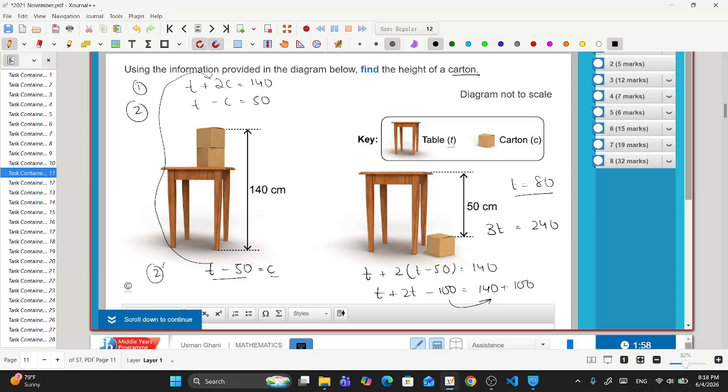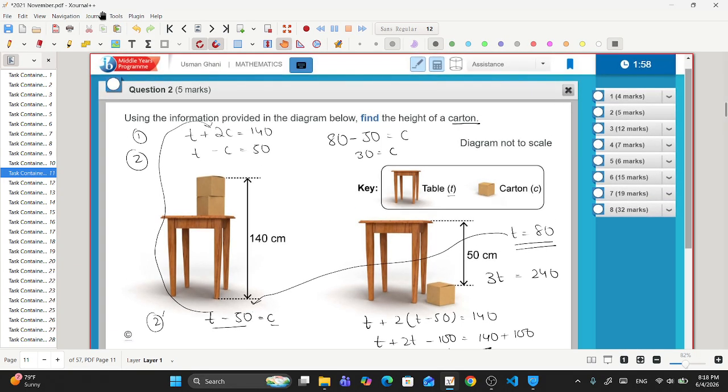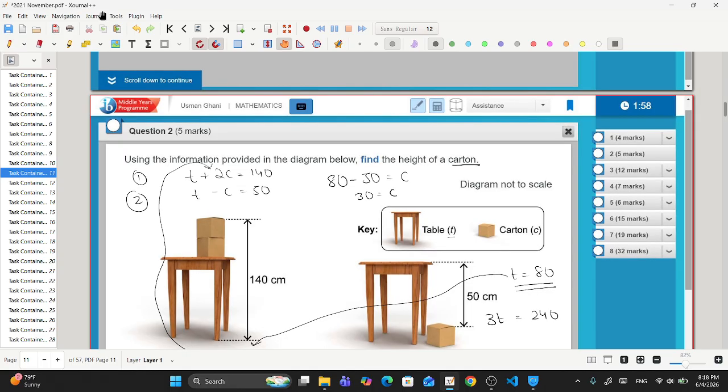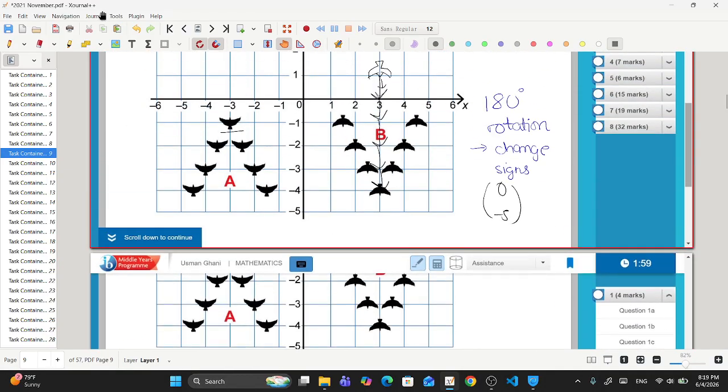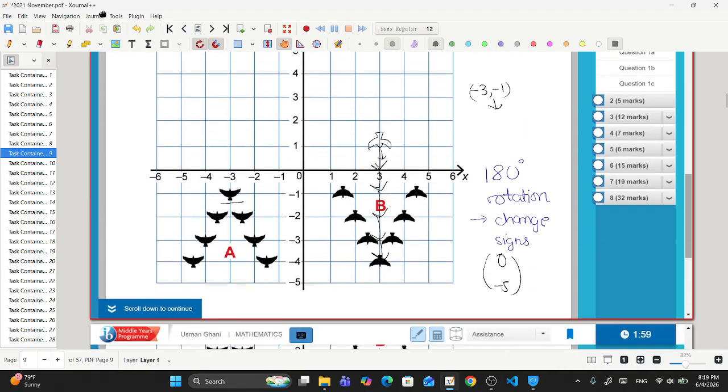And once you found the value of T = 80, now simply substitute the value of T into this equation or any equation. All of them are simultaneous, right? So you get 80 - 50 = C, and you get 30 = C. So here is going to be your right answer. I hope this makes sense. This was a 5 mark question. So look, 5 marks have been secured from the first part and 3 marks have been secured from the second part.